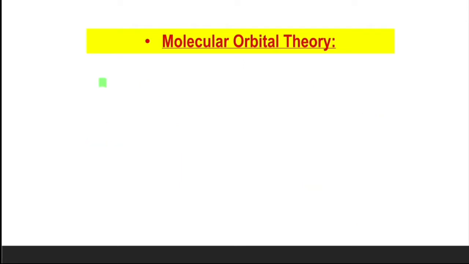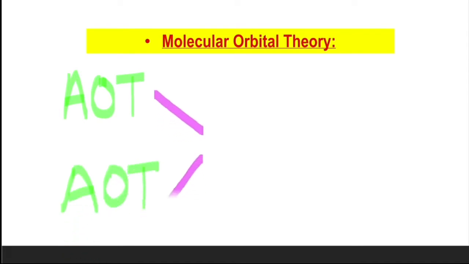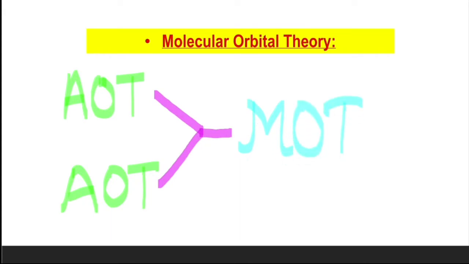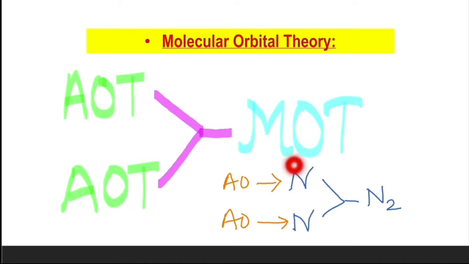Now further, what will happen? One atomic orbital is going to combine with another atomic orbital and this will give rise to molecular orbital of the molecule. So an atom's atomic orbital combines with another atom's atomic orbital and this will give rise to molecular orbital theory. Like one nitrogen combines with another nitrogen to form N2, that is nitrogen molecule. N, the nitrogen atom, they will be like atomic orbitals, and in the N2 which is formed, those atomic orbitals will be modified into molecular orbitals.